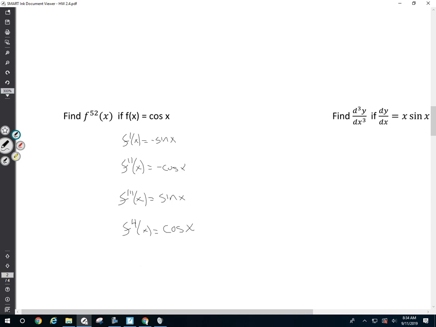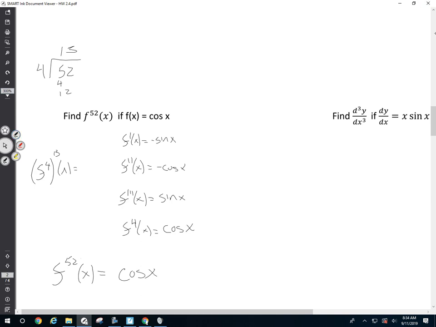How many times does 4 go into 52? Is it going perfectly? I think it does, actually. Yeah, 13 times. So, this is the fourth derivative 13 times, essentially. That'll be cosine.